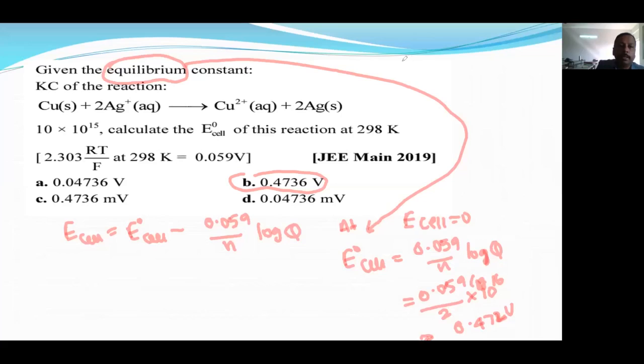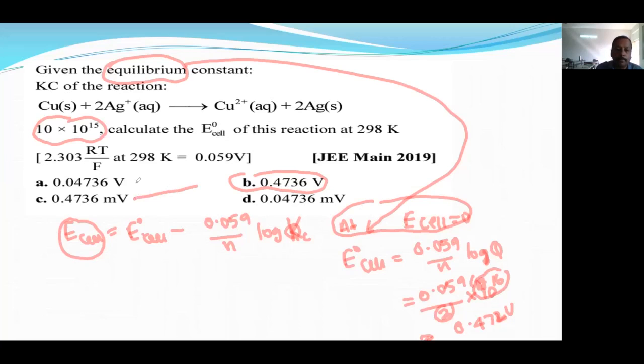Okay, now listen carefully. Here the equilibrium constant is given, that means indirectly it is equilibrium. At equilibrium, E cell will be 0. So if I substitute, E naught cell is equal to 0.059 upon n log Q, and actually Q will be Kc. Kc is given as 10 into 10 to the power of 15, so you have to be very careful: it is 10 to the power of 16. And 2 electrons are transferred, so n is 2. So you get E naught cell. See here, the values are also very near, so you should be very careful whether it is millivolt or volt. Answer is B option.